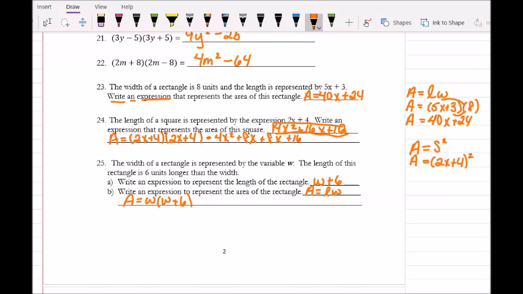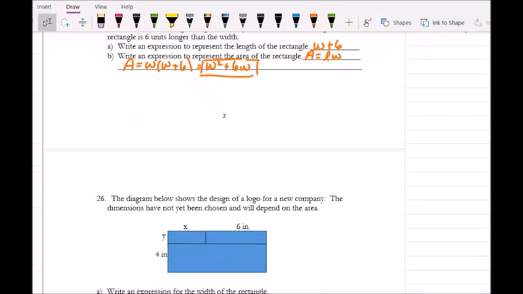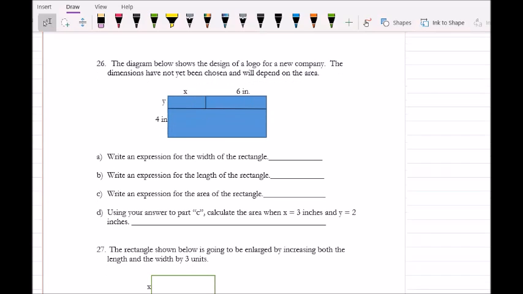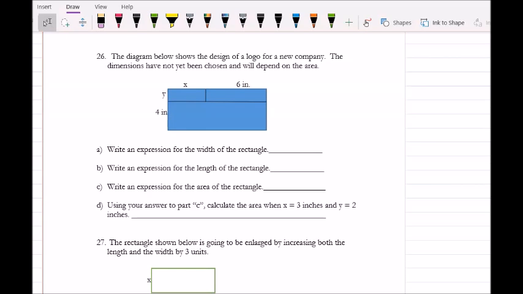So we're just going to multiply those by distributing w. w times w is w squared. w times 6 is 6w. And that would be the answer. See, these aren't so bad. Okay, this one looks a little more complicated, but I bet it's not even as bad as you think.